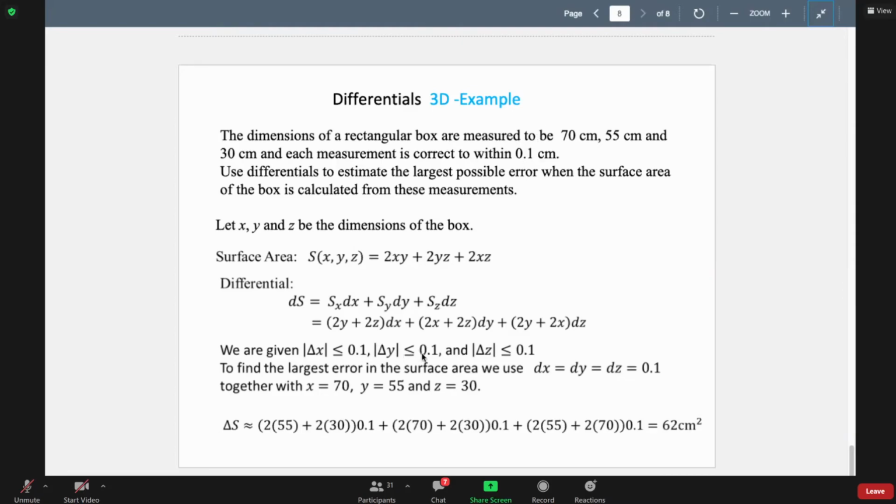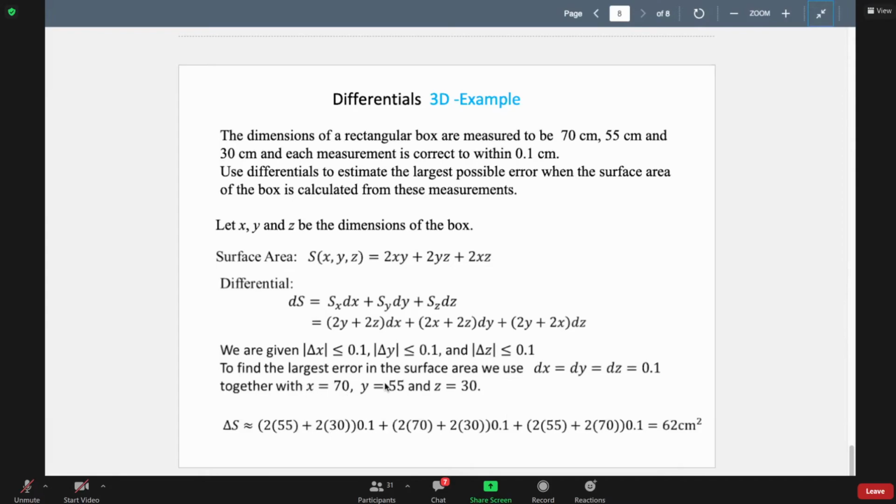Same thing for delta y and delta z. So delta x, delta y, and delta z are bounded by 0.1. The biggest value they can take is 0.1. Of course, sometimes they can take value 0. Then delta x can also be 0, 0, 0. But the worst case scenario is when delta x is plus minus 0.1, delta y plus minus 0.1, and delta z plus minus 0.1. That's the worst possible case.